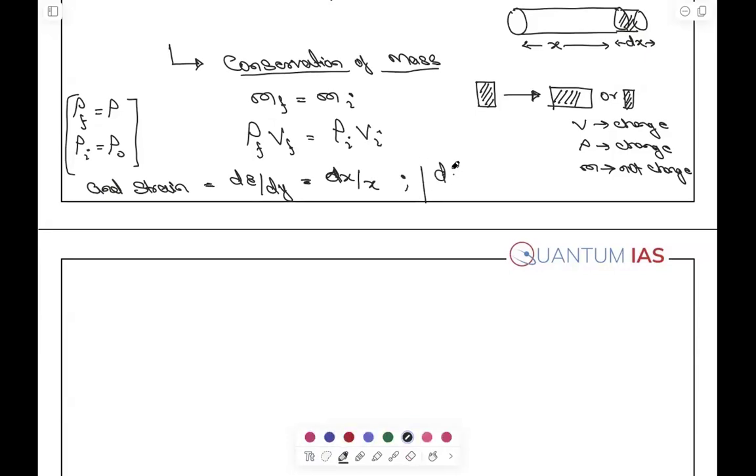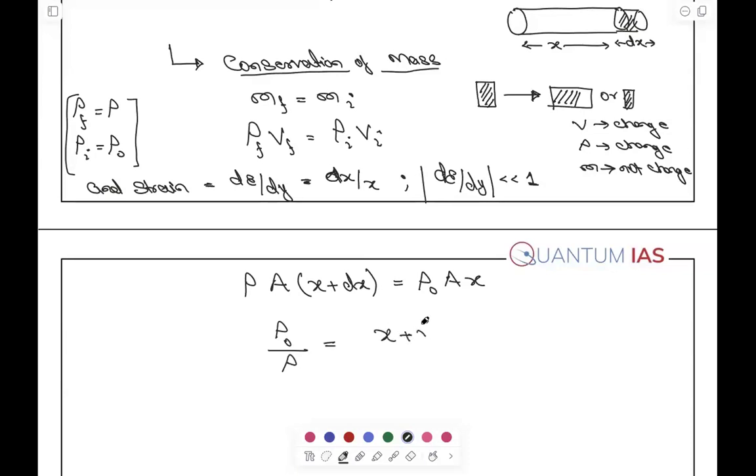Can I write that dε by dy will be very small, yes or no? The change in dimension by the original dimension is very small. If the length is in meters, the change is in millimeters. So now can I write here rho into V_f, which is A into (x plus dx)? Look, this is what came. And here rho naught into A into x. So I can write that rho naught by rho is (x plus dx) by x.